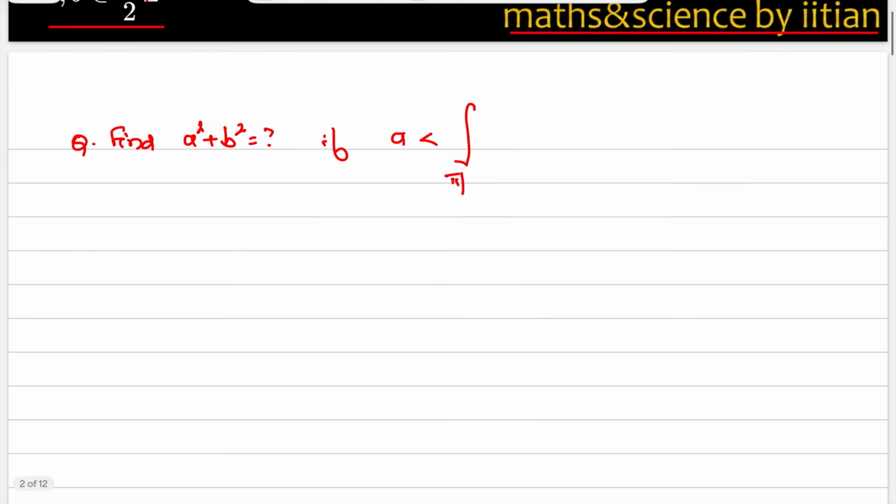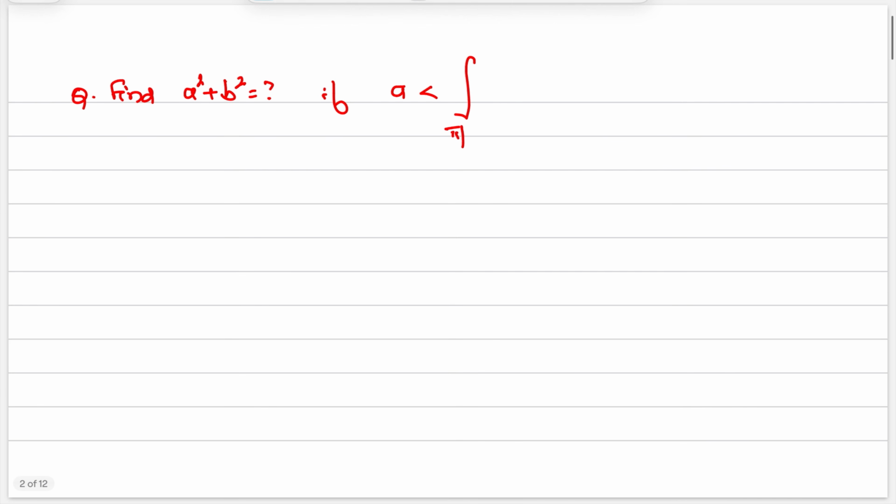What is the question given here? Find a square plus b square is equal to how much, if a is less than the integral from pi by 3 to pi by 8 of x by cos x dx, which is less than b, and a, b belong to the half integer set.